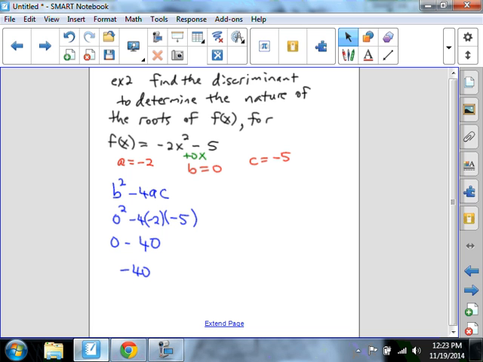Let's think about the graph for a second. If we were to graph that function, would it not be a parabola that opens down? And would its vertex not be at 0, -5? So the graph of it is going to look like that, right? So how many zeros does it have?